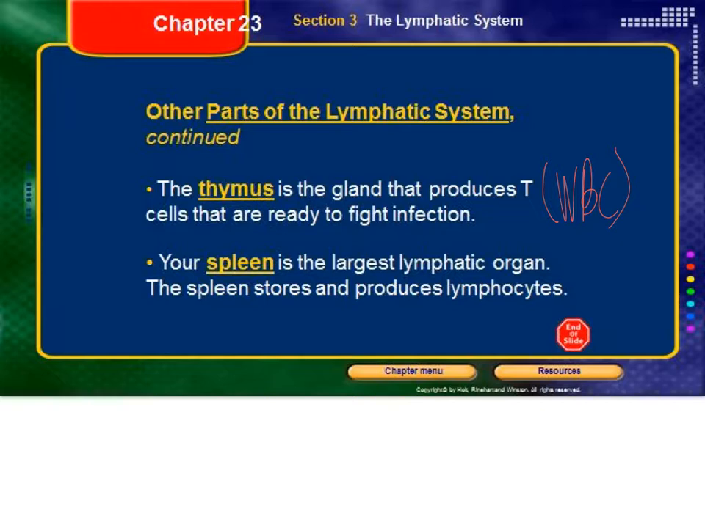Now, could you get these organs removed and still live? Could you get your tonsils removed? Yes. Could you get your spleen removed? No. You actually could. Your thymus, you can get all of these removed, but every time you get something removed for the lymphatic system, you're just taking away another level of security in your body, or fighting immunity.